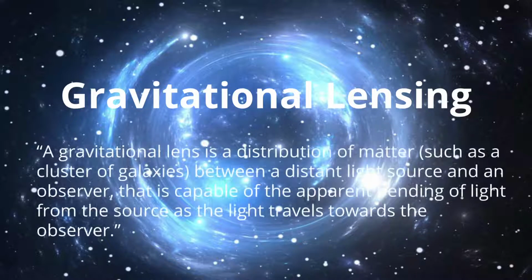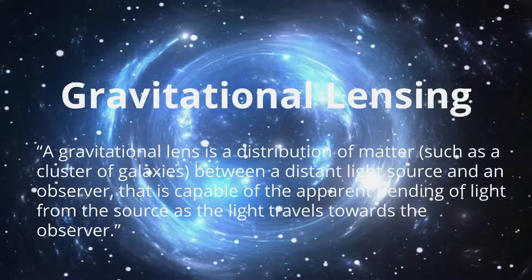A gravitational lens is a distribution of matter, such as a cluster of galaxies, between a distant light source and an observer, that is capable of the apparent bending of light from the source as the light travels towards the observer. Whoa, a mouthful. I won't be surprised if you get lost in that. So let's break it up together.